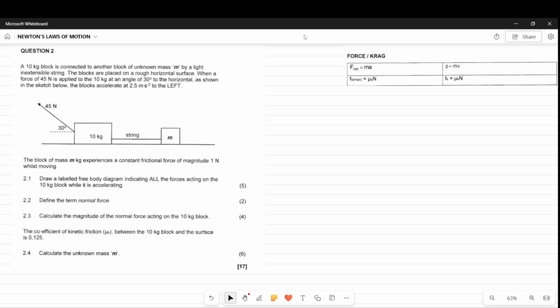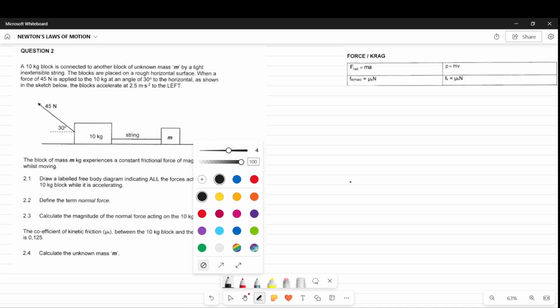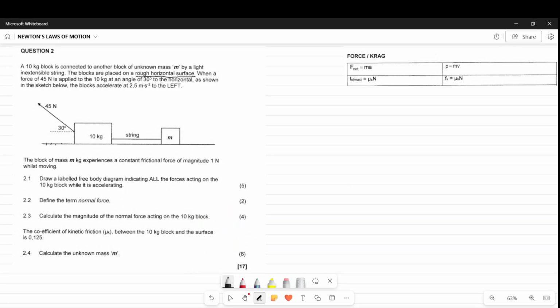We've got question 2. Let's have a look at this question. On my left hand side we have the question, and on my right hand side I have my formulas. It says that a 10 kg block is connected to another block of an unknown mass m by a light inextensible string. The blocks are placed on a rough horizontal surface. A rough horizontal surface indicates that there is friction. That's a key point.